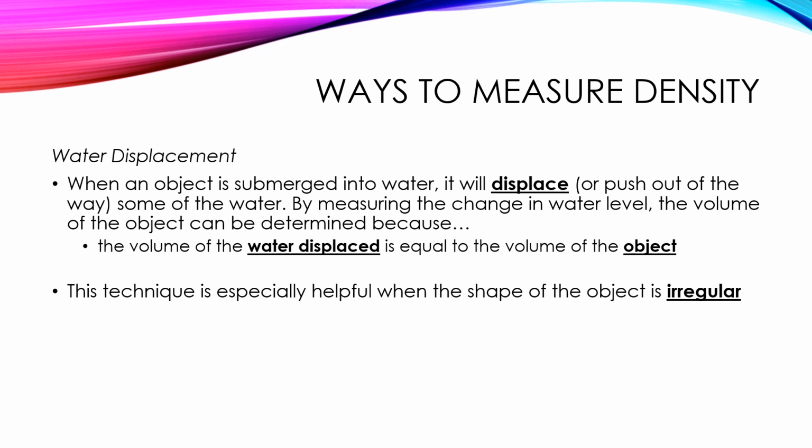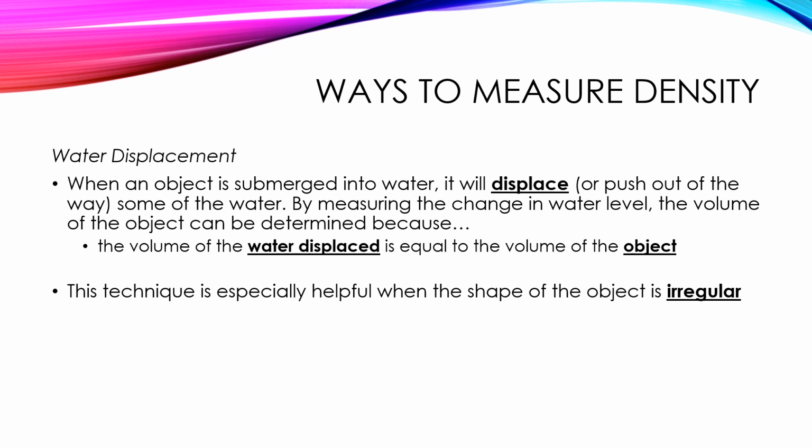So one way that you're going to be able to measure density is you would need to use the technique of water displacement. Now, water displacement doesn't really tell you its density, but what it can determine is something's volume. When an object is submerged in water, it will displace or push out of the way some of that water. By measuring the change in water level, the volume of the object can be determined because the volume that the water displaced is equal to the volume of the object. This technique is extremely helpful if you need to figure out the volume of an irregularly shaped object.